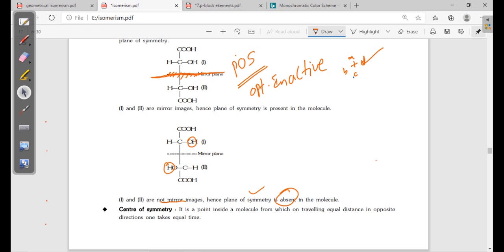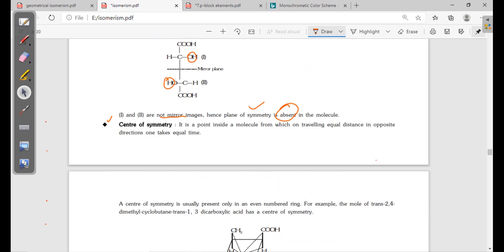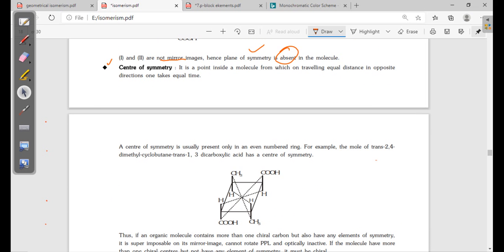Two more are there. Center of symmetry also is there, so we have to check what the center of symmetry is. Center of symmetry means a point inside a molecule from which traveling an equal distance in opposite directions takes equal time. A center of symmetry is usually present only in an even-numbered ring. For example, trans-2,4-dimethyl cyclobutane-trans-1,3-dicarboxylic acid has a center of symmetry.